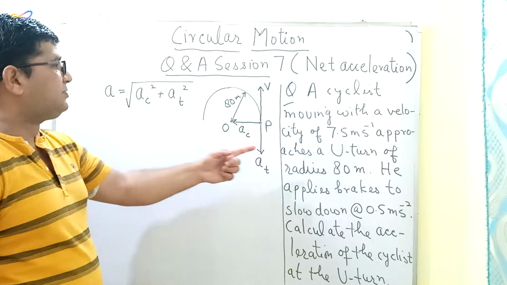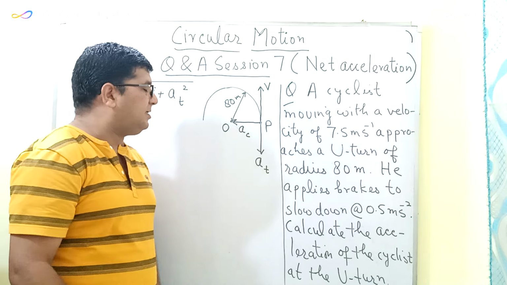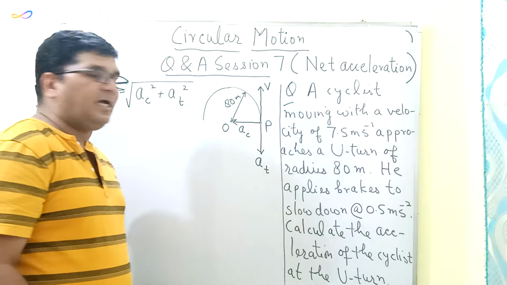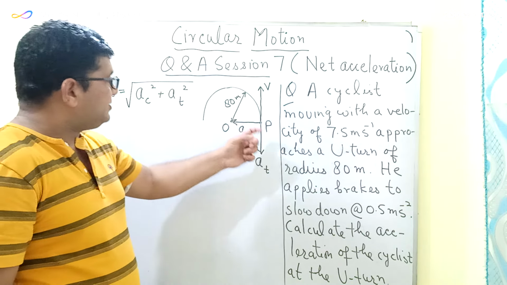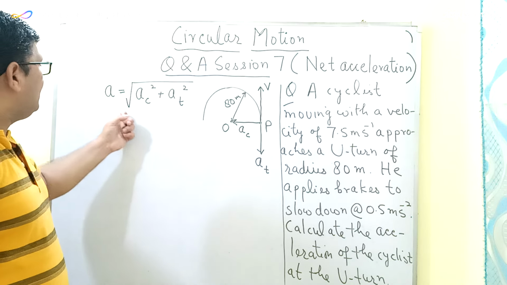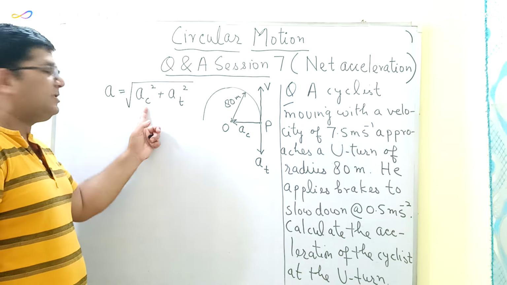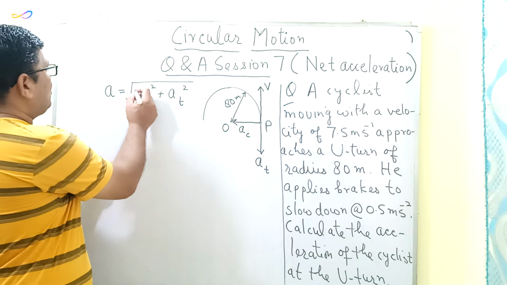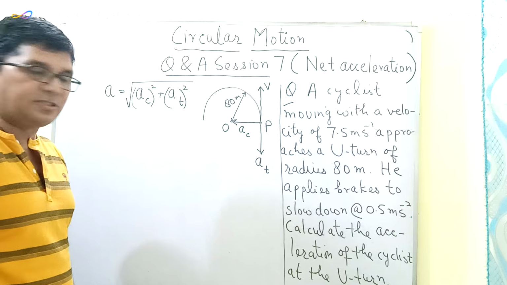So this question is based on that session. All of you can go through that session. It is session number 2, and I took that session a long time back. This question is based on this formula: the net acceleration is equal to the square root of the square of the centripetal acceleration plus the square of the tangential acceleration.